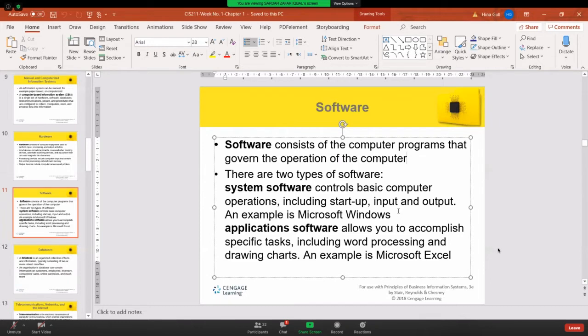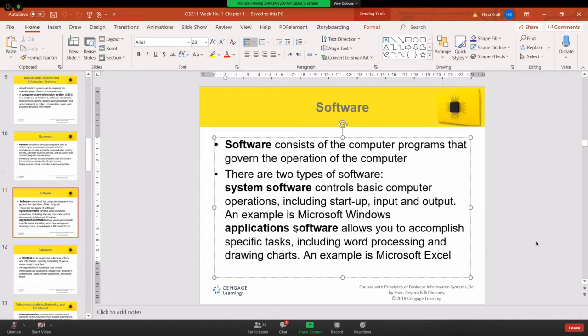Okay. What about the drivers? Yes, very good. Drivers are a good example of system software. So sound drivers, the graphics driver, all these are examples of system software.